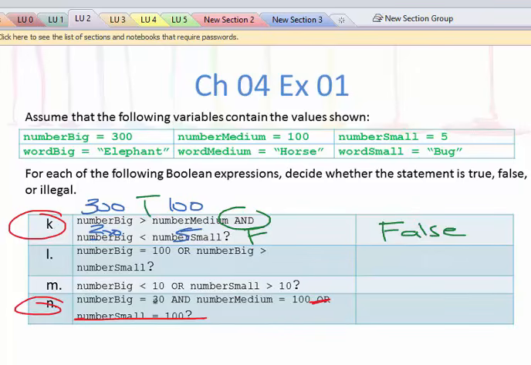What about here? Number big, which is 300, is equal to 30. So remember I told you, because you guys get confused with the assignment statements, rather make this equal equal and this one equal equal. So is number big 300 equal to 30? No, it's not. That is false. Okay, they're not the same. And is number medium, which is 100, the same as 100? Yes, it is. But because this expression is false and that expression is true, it still remains false.